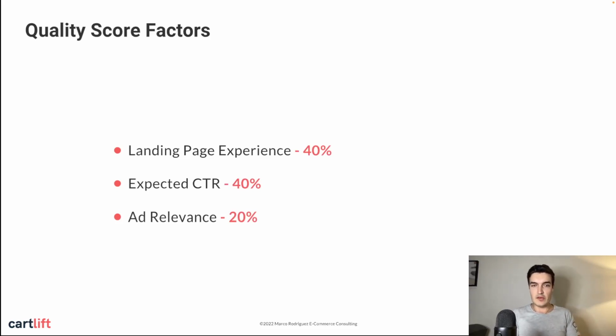The landing page is important, the expected click-through rate is important, the ad relevance is also important, but it doesn't seem as important as the other two. Now, expected click-through rate and ad relevance to me are pretty similar, because if your ad is very relevant, normally you have a high click-through rate and vice versa. So I don't know the exact difference between the two, just as I don't know the exact distribution between these 3 different factors. But I can say, and some other consultants and agency owners that I've spoken to have a similar point of view, it's this rough 40-40-20 split. The first 2 are generally more important.